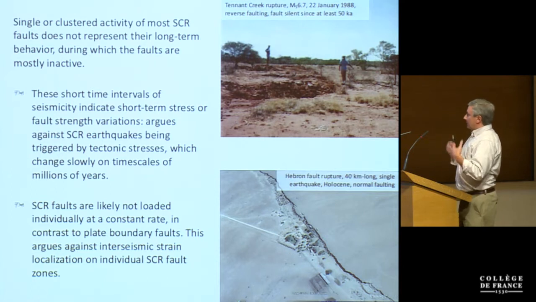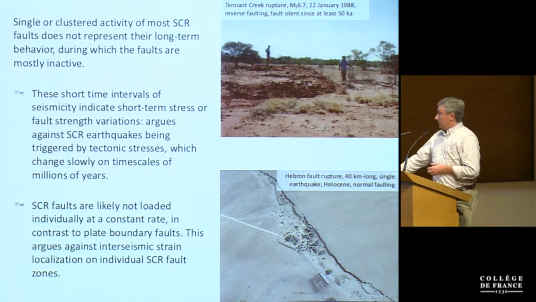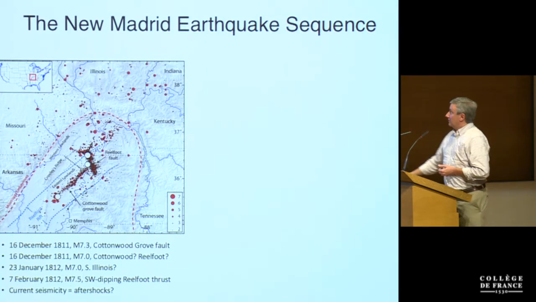If this is true, this argues against interseismic strain accumulation, localization, I would say, on any individual stable continental interior fault zone. And these are things that can be tested, as we will see.